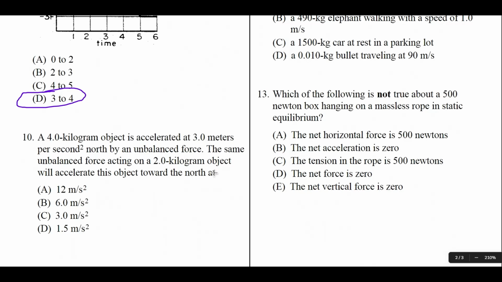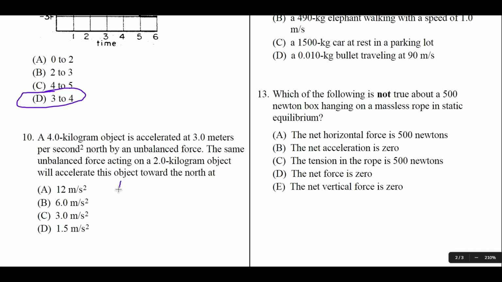Question 10. So pause the video, work it yourself. I'm going in a second. So let's see. There's two things about this. First off, this is one of those scenario 1, scenario 2 questions. They give us an acceleration and a mass, and then they say the same force is being applied to a different mass.